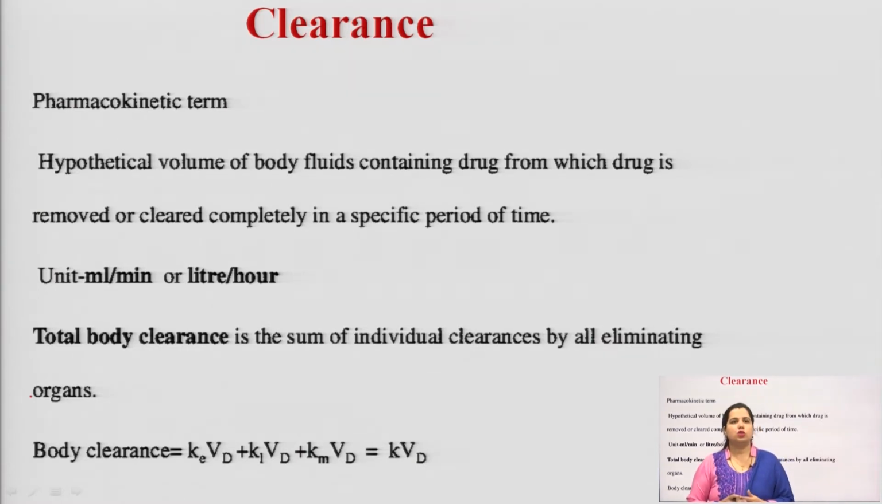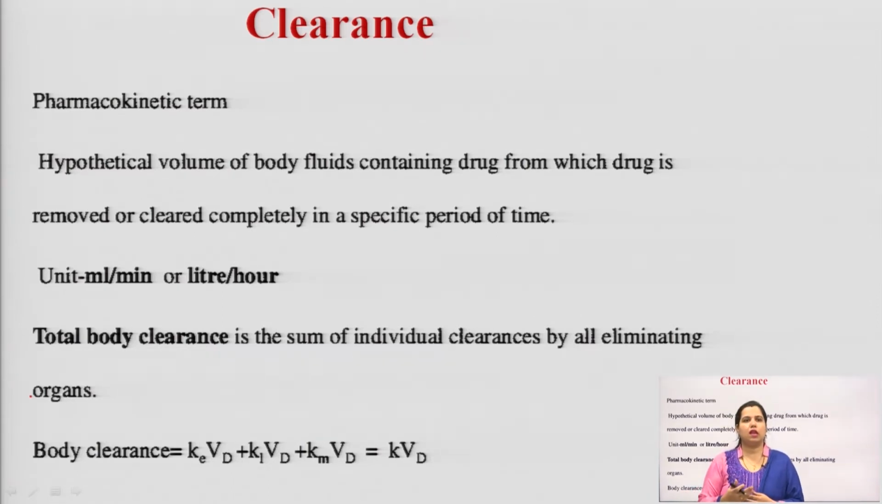Okay. So, total body clearance is the sum of individual clearances by all eliminating organs. When we discuss total body clearance, we are saying that the drug present in blood plasma, present in different body tissues and fluids and vital organs, from all these organs and blood plasma, if it is getting cleared, that will be termed as total body clearance, right.